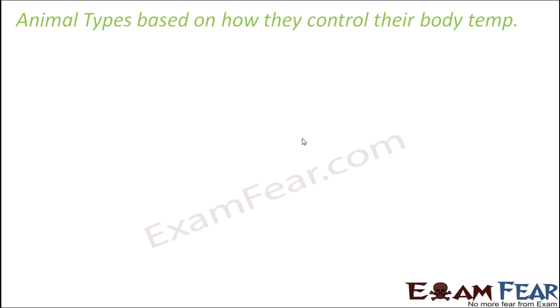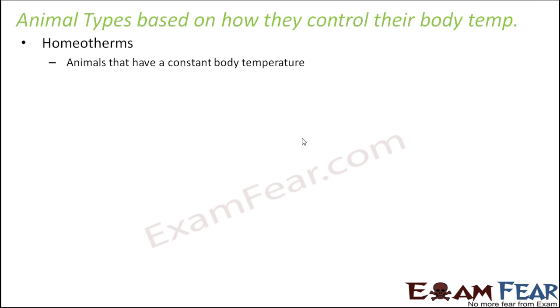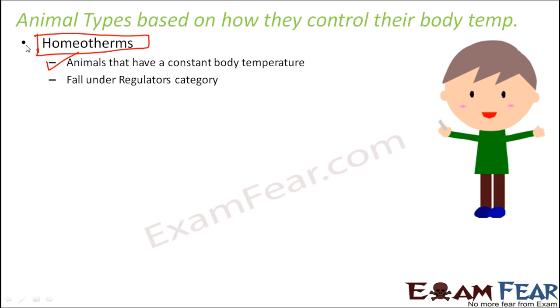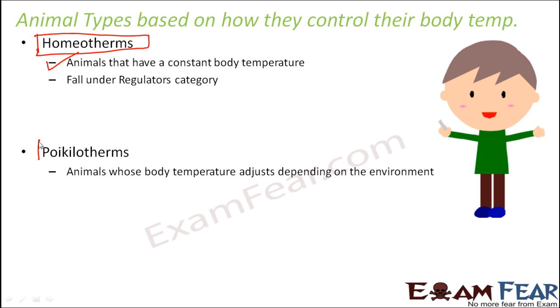Now, based on how different animals control their body temperature, they are classified into two types. They are homeotherms, those animals that have a constant body temperature. They are called homeotherms. And they fall under the regulators category. Obviously, regulators are the ones which can control their internal temperature, internal environment. So, homeotherms fall under the category of regulators. Homeo means same, therm means temperature. So, they have the same body temperature, constant temperature. That's why homeotherms. And the other category is poikilotherms.